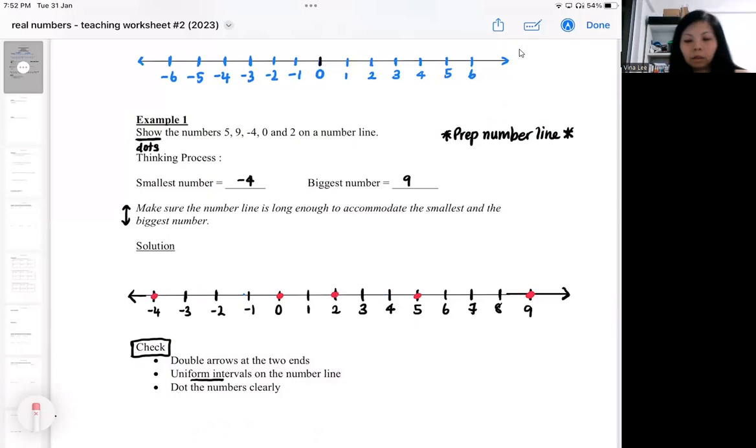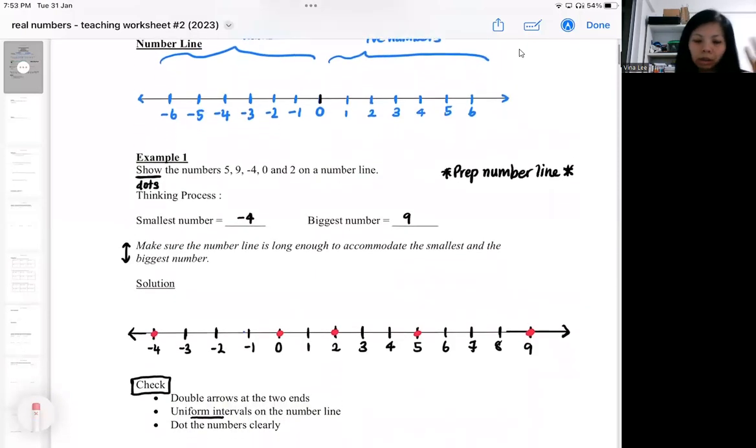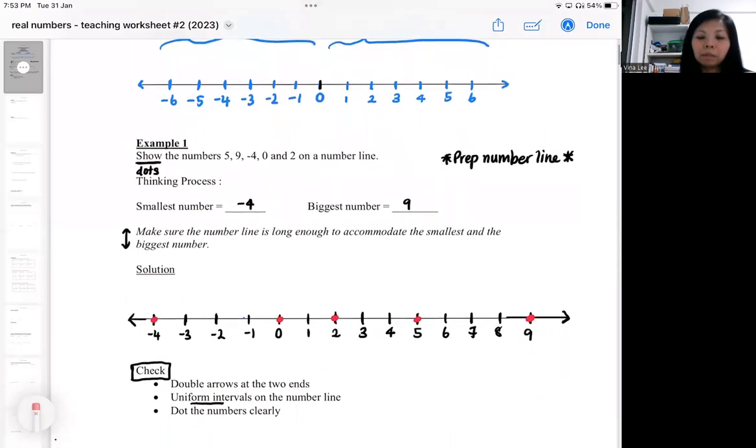Okay, so that is the kind of question that they will be asking you. Okay, later on, I will be showing you two more examples of how questions with number lines look like.